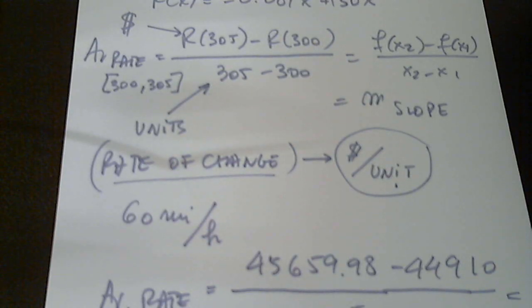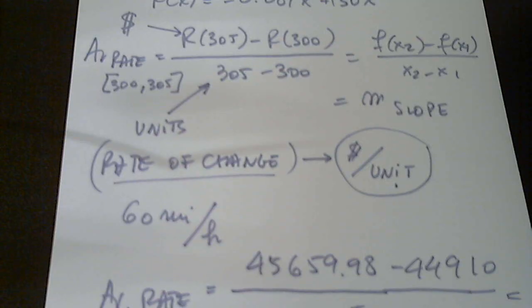So between those 2 points, the average rate of change is $150 per unit. Any questions on this problem? Let's look at another easy situation, just for a quick review of the formula.